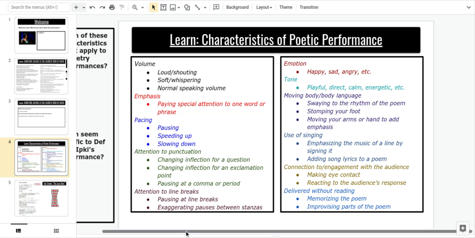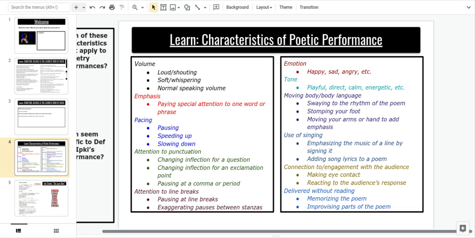On this slide, we have the characteristics of poetic performance. The characteristics are listed as volume. That's loud. Is the person loud or shouting? Are they soft or whispering? Are they using their normal speaking volume? Emotions. You want to pay special attention to the word, one word, or phrase.